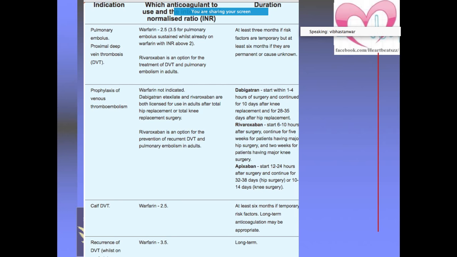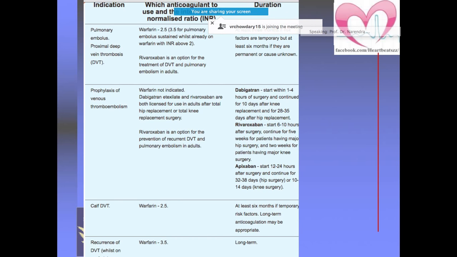Similarly, when you're trying to use it for the prophylaxis of venous thromboembolism, you may consider dabigatran, even rivaroxaban as well. Especially for patients after total hip replacement or total knee replacement surgery, they can be used as well. Dabigatran you can start within 1 to 4 hours of surgery and continue for a minimum of 10 days after knee replacement and 28 to 35 days after hip replacement. So for hip replacement, you have to use it for almost 1 whole month.